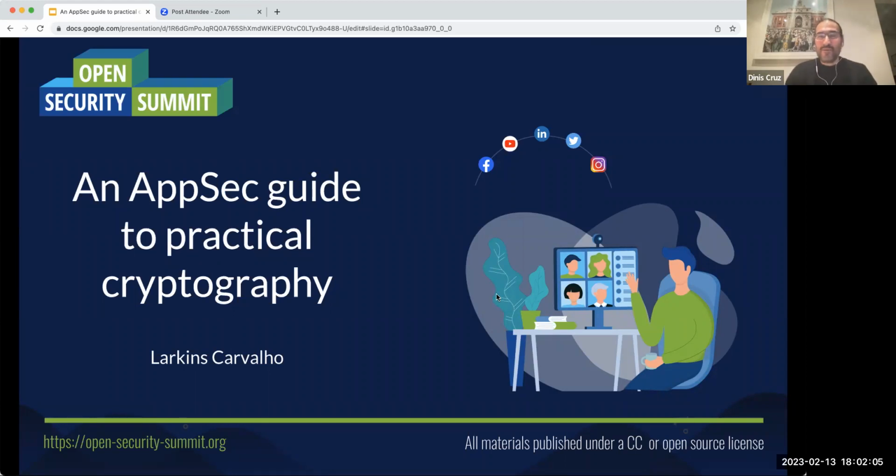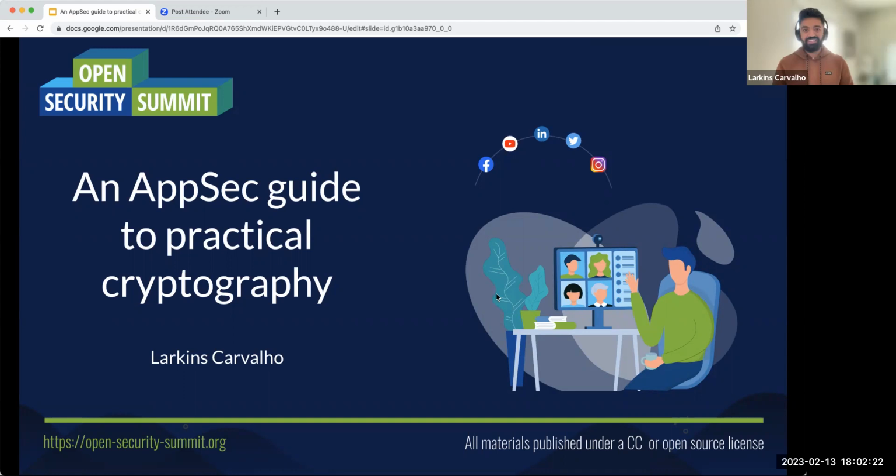And we're going to go back to one of the good old security chestnuts that, for the ones who are doing security for a while, has definitely been a lot on the map. And then Larkins is going to give us the AppSec guide to cryptography. Off you go.